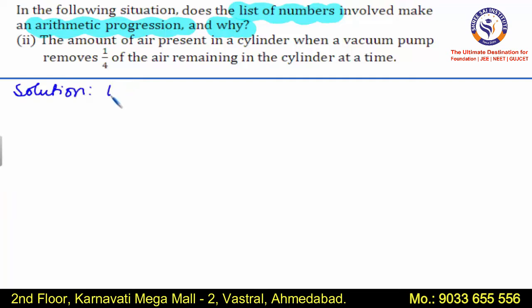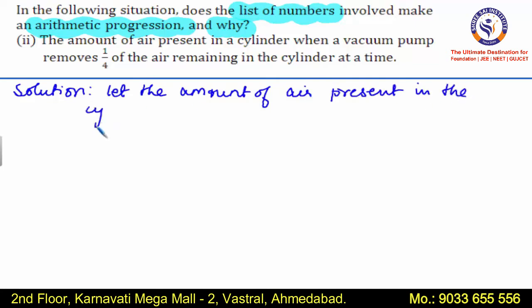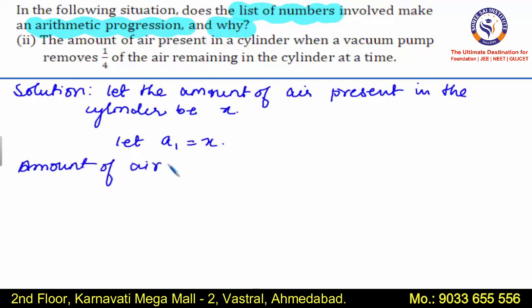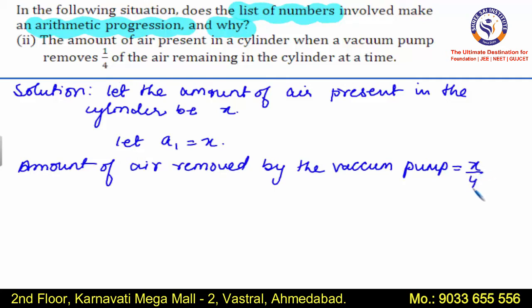Here, let the amount of air present in the cylinder be x, and let us denote it by A1. Now, the amount of air removed by the vacuum pump is equal to 1/4 of x, that is x upon 4.